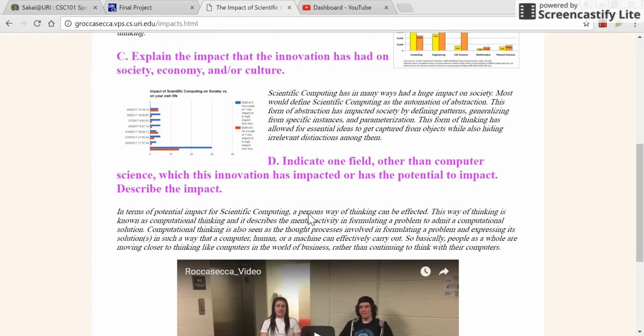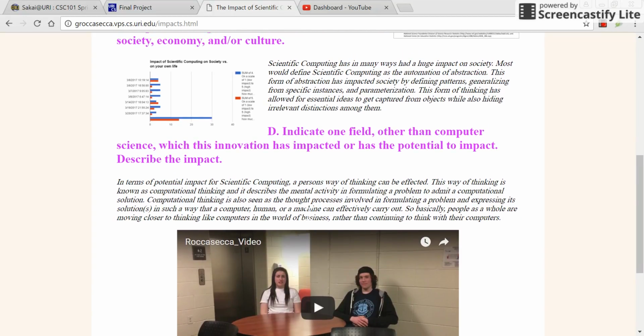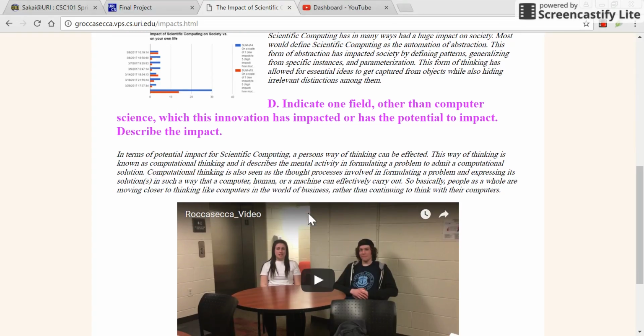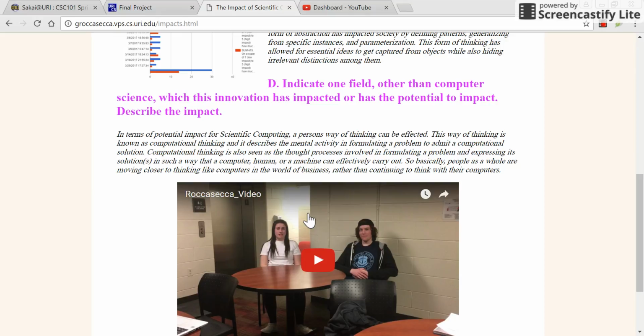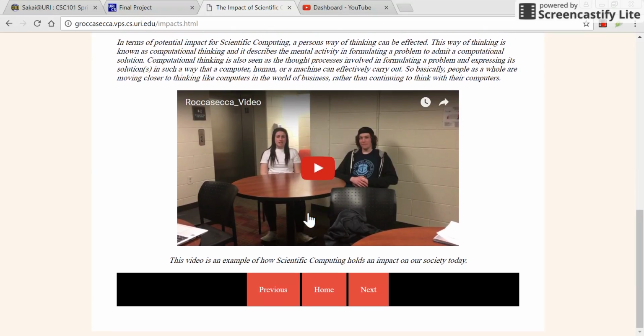Now, looking at letter D, indicate one field other than computer science, which the innovation has impacted or has the potential to impact. Now, scientific computing has the potential of impacting how people think. And this is just so crazy that people are starting to think just like machines. And just thinking, like bringing back the term earlier, computational thinking, it allows us to think and gather a computational solution through the mental activity of formulating a problem.